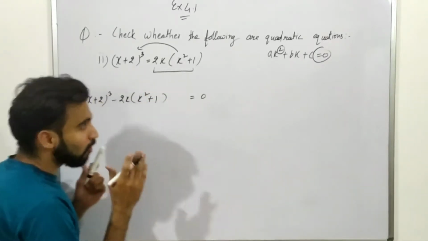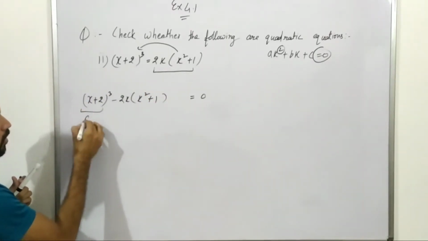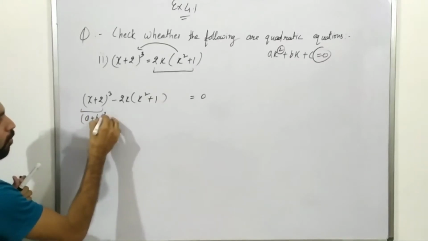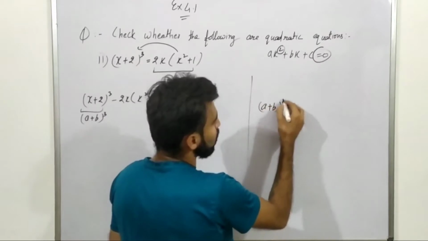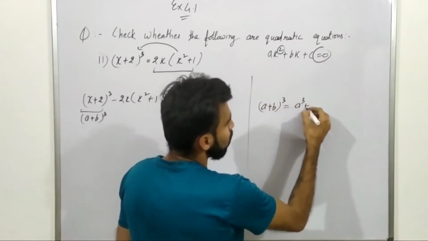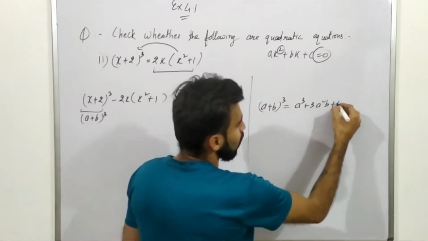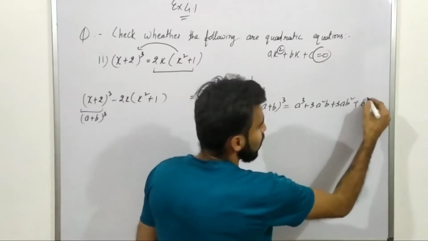Now just moving faster here, you can see this is the resembling form a plus b whole cube. Now you all know that a plus b whole cube is solved by a cube plus 3a square b plus 3ab square plus b cube.